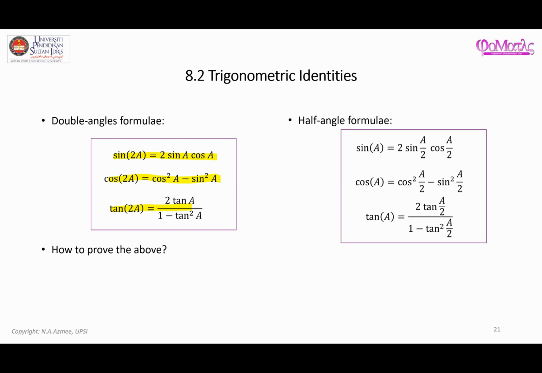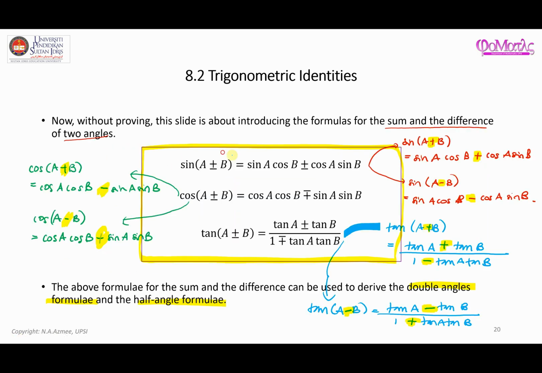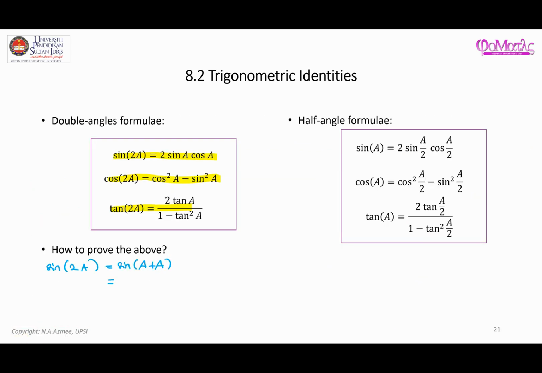So for example, for this one, sine 2A. I hope you can see that 2A can be written as sine of A plus A, because A plus A becomes 2A. Now according to the formula which you have seen here, sine A plus B, except now we have A plus A, therefore sine of A plus A will be sine A cos A plus cos A sine A.